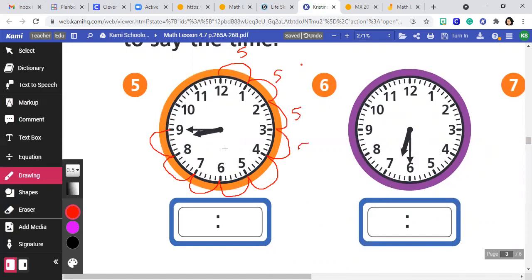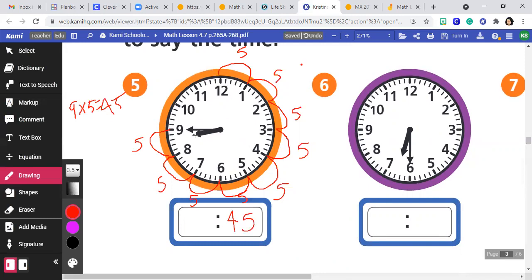And if we remember back from when we were talking about our multiplication units, we know that 9 groups of 5 is the same as 9 times 5, and that equals 45. So we know that the minutes past the hour is 45.